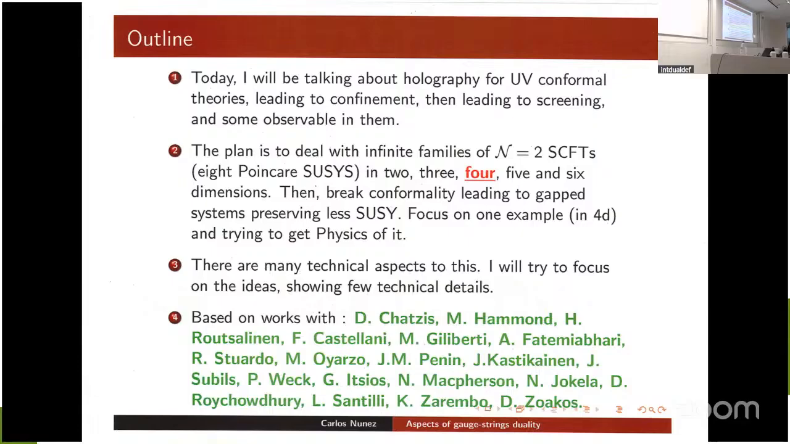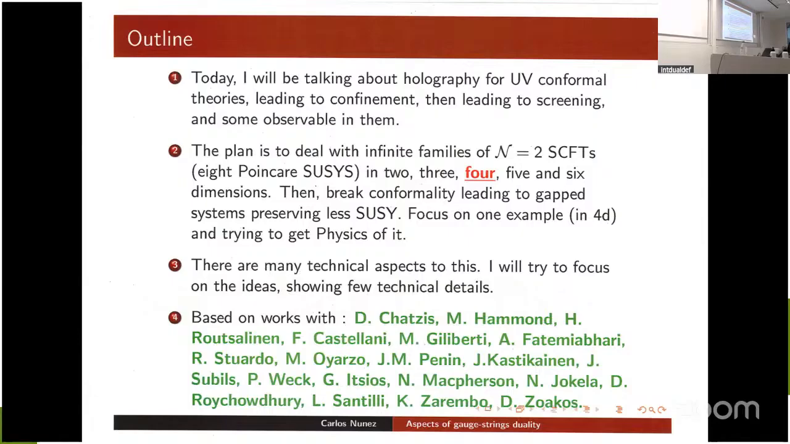By N=2, I will mean here eight-supercharge supersymmetry. The thing that I will discuss today can be done for conformal theories in 2, 3, 4, 5, and 6 dimensions, but I will focus on the 4-dimensional case. Then the idea will be to break this conformality, leading to a system that presents a mass gap, so no states up to some scale, and the system will be preserving less supersymmetry.